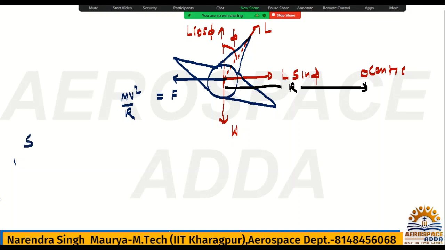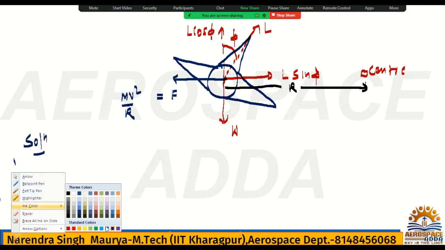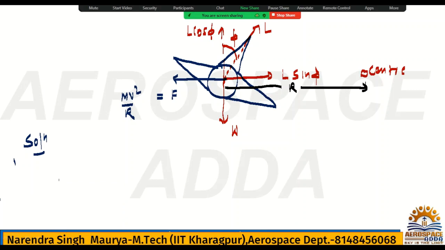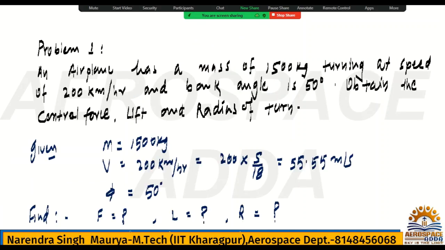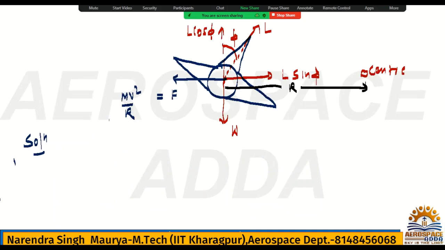So what will be the solution? What you have to calculate first? Check F. They said central force. What will be the central force F? F is nothing but mv square by R. But R is unknown. R is the radius of turn, we have to calculate that, because mass, velocity, and banking angle they have given.